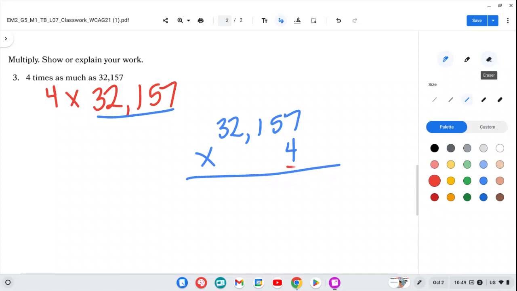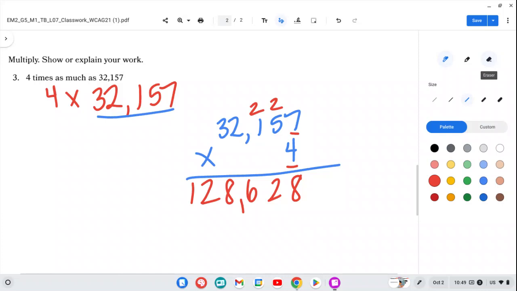So we'll do 4 ones times 7 ones, which is 28. Drop the 8, carry the 2. 4 times 5 is 20, plus 2 more is 22. 4 times 1 plus 2 more is 6. 4 times 2 is 8. 4 times 3 is 12. And there's our final answer.